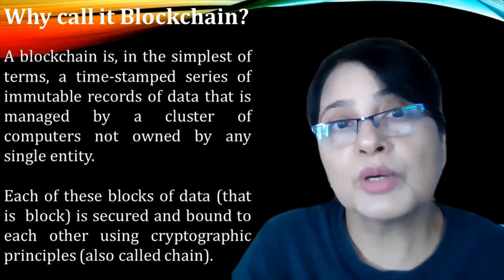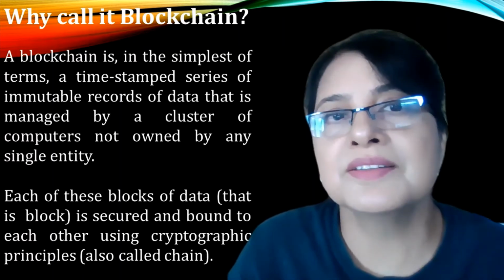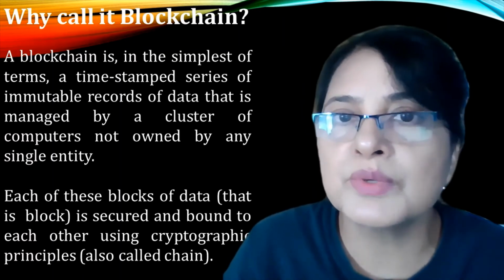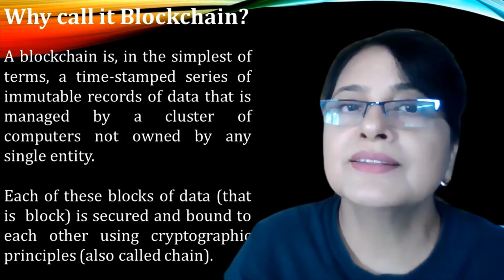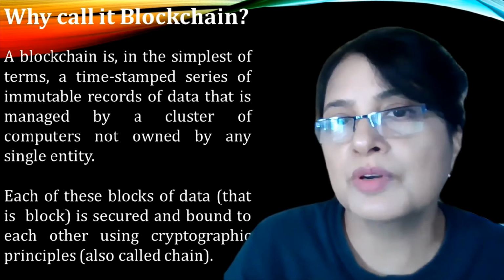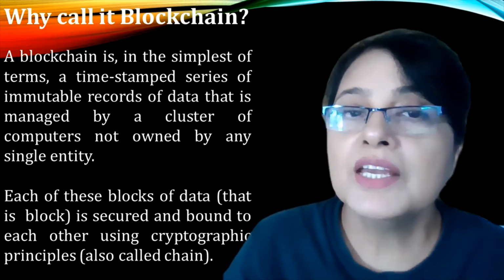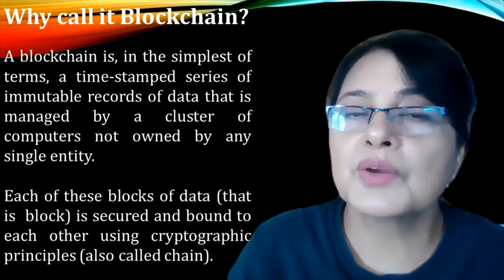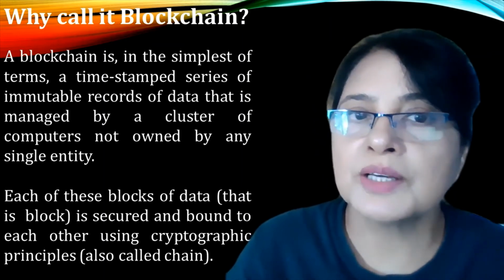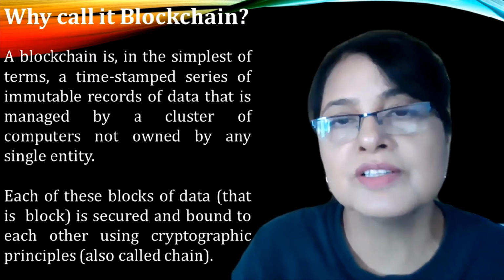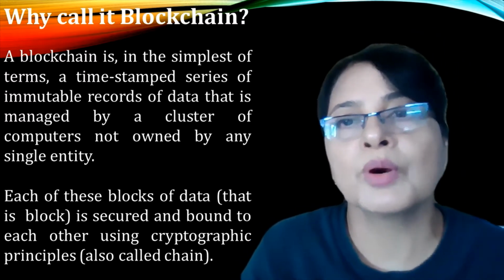Why is it called blockchain? Blockchain is, in the simplest of terms, a time-stamped series of immutable records of data that is managed by a cluster of computers not owned by a single entity. Each of these blocks of data, which is why block, is secured and bound to each other using cryptographic principles, which is also called a chain, hence the name blockchain.